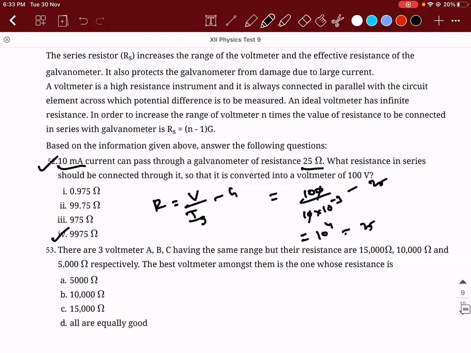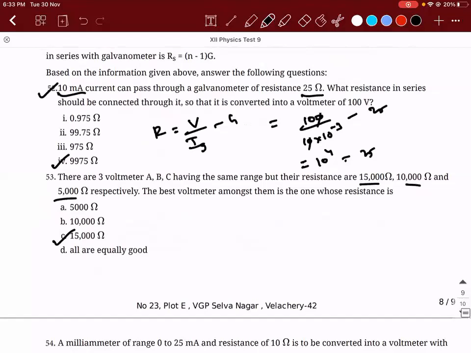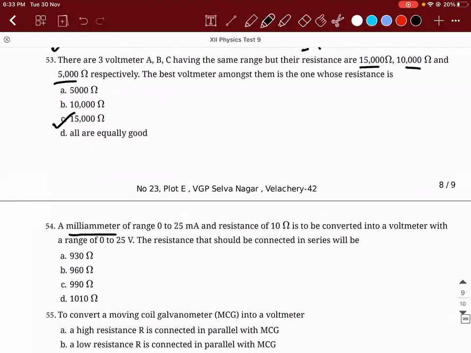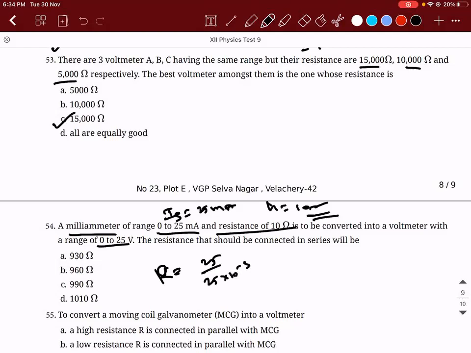There are 3 voltmeters A, B, C, which have the range of 15,000, 10,000, and 5,000 respectively. The best voltmeter among them to use is the one with resistance of 15,000 because a voltmeter should have higher resistance. A milliammeter of range 0 to 25 milliampere. So IG is equal to 25 milliampere and resistance of 10 ohm. So capital G is equal to 10 ohm is to be converted into a voltmeter with range of this much. The resistance that should be connected in series: R is equal to V divided by IG. So V is 25 divided by IG is 25 into 10 power minus 3. Cancel this, minus 10. So it becomes 1000 minus 10, which is 990.